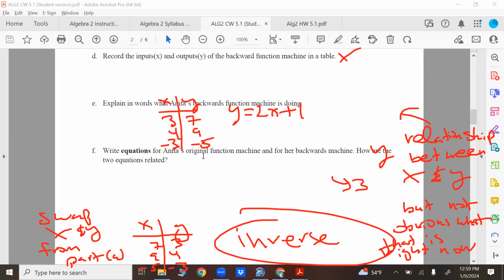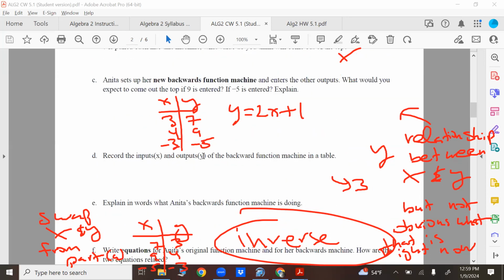So you're asked to record the inputs and outputs of the backward function. I just did that. So actually, I just did part D, guys. So you could cross it off. I did it in part C.